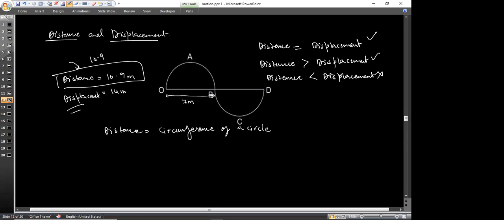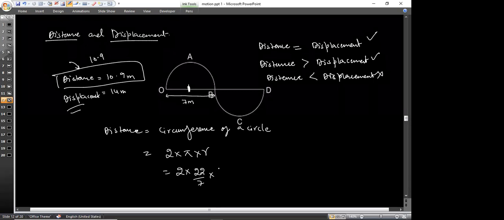You do not need to write two half circles into two. Be smart, write this one. The distance will be equivalent to the circumference of the circle, and that is equal to 2 into pi into r, that is 2 into 22 by 7 into 3.5. The radius of the circle is 3.5, since the diameter is 7. I can write 3.5 as 7 by 2. So you can simply cut this 7 by 7, and you will get simply 22 meter.